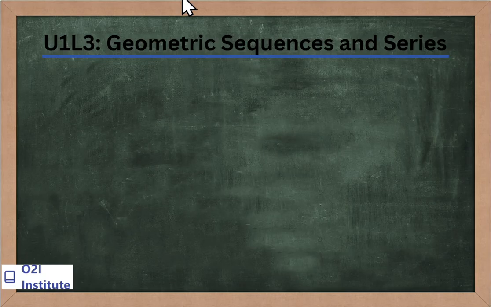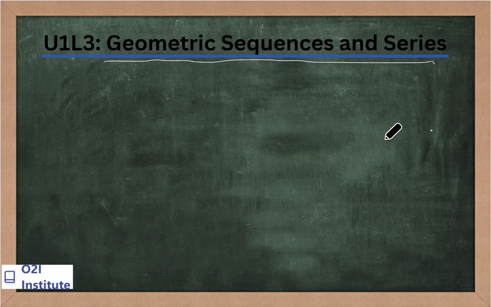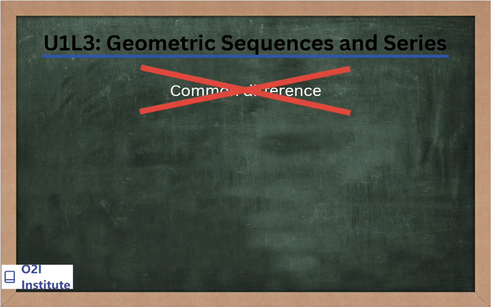O2I Institute, and today we're going to be learning about something new named geometric sequences and series. So we've already learned about arithmetic sequences and series, and they all have a common difference. And lucky for you, geometric sequences and series don't have a common difference. But instead, there's something to replace the common difference, and it's called the common ratio.